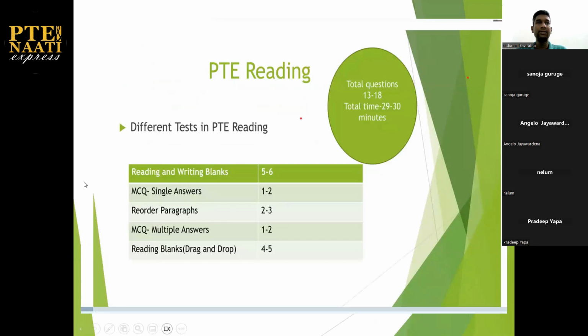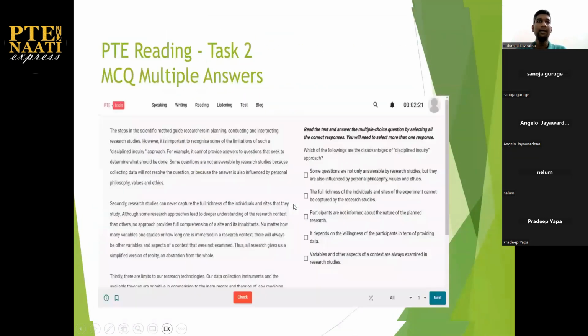The category is known as the MCQs, multiple choice questions, single answers. For an example, the questions would be multiple choice single answers to multiple choice multiple answers. Question එකේ structure එක similar. You will be getting a small passage like this, paragraph දෙකක වගේ passage එකක් එනවා. But based on this passage, only one question will be asked. For an example, which of the following are the disadvantages of disciplined inquiry approach?